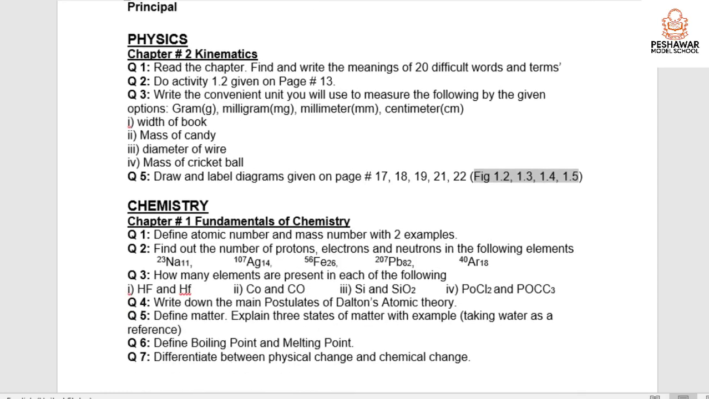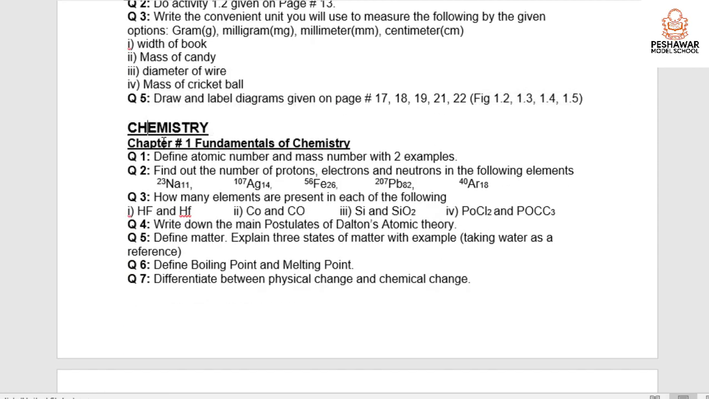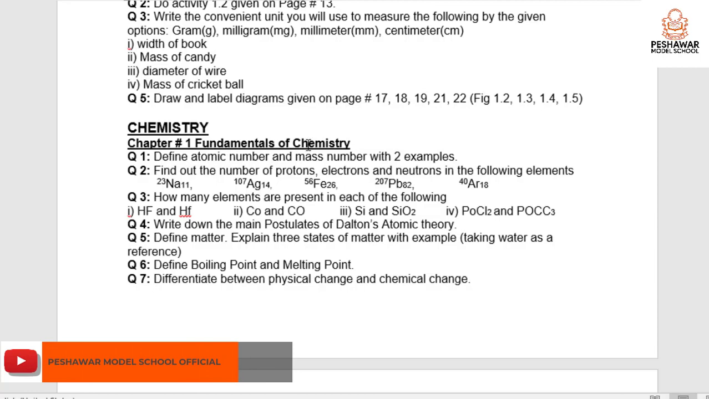and 1.5. Coming towards the second subject, that is chemistry. In chemistry, you have chapter number 1, fundamentals of chemistry, in which question number 1 is define atomic number and mass number with two examples. It's very self-explanatory that you have to define atomic number with two examples and mass number with two examples.